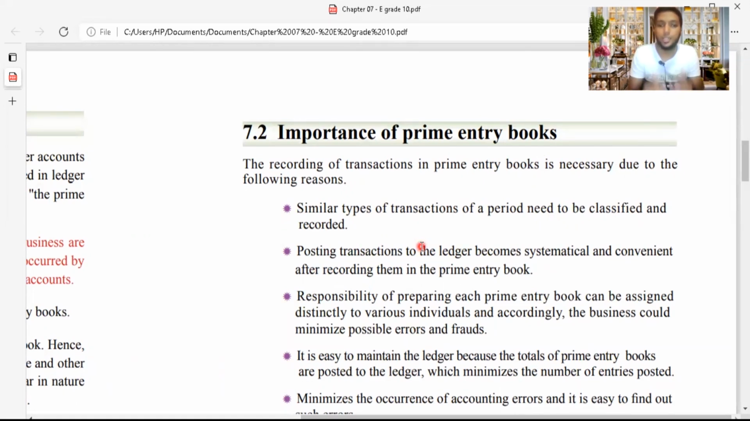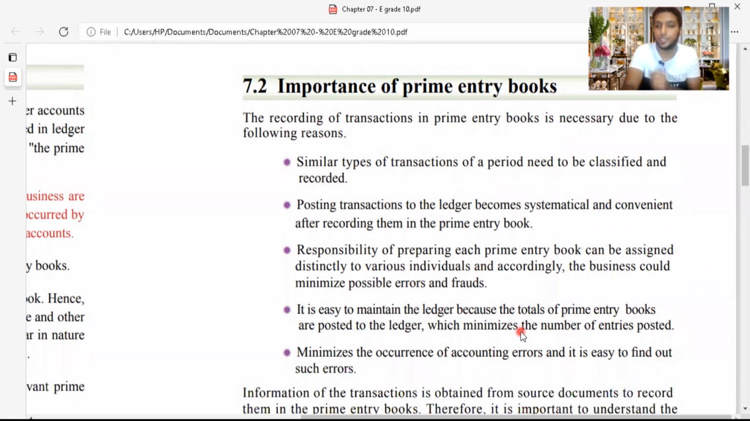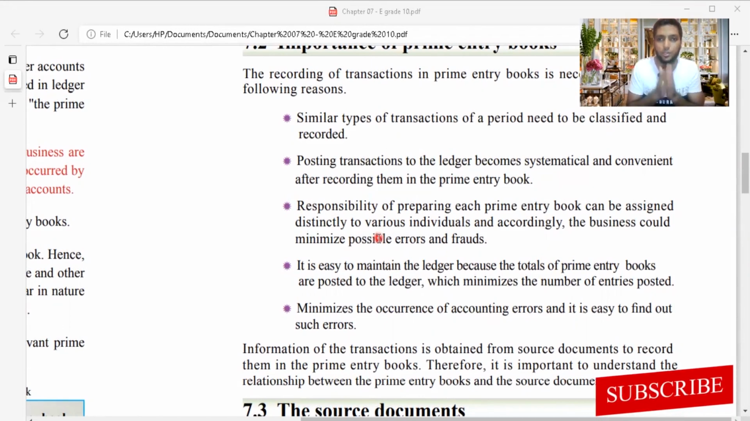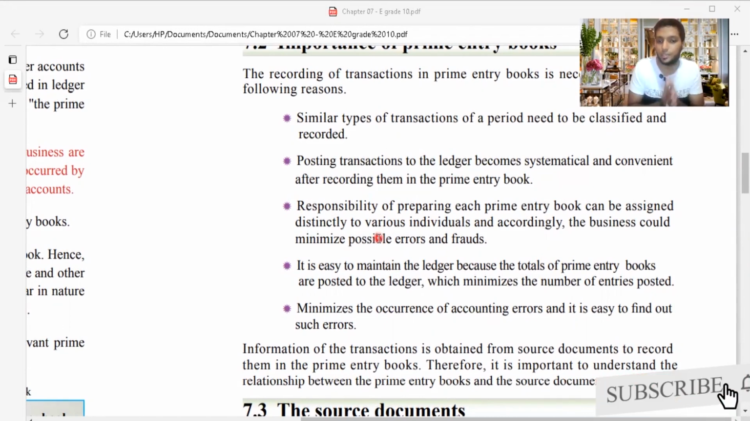That's easy, guys. The third thing is that the responsibility of preparing each prime entry book can be assigned distinctly to various individuals, and accordingly the business could minimize possible errors and frauds. All the types of transactions you can divide and give out. So you can divide the work among different individuals and ask them whether they have done the work properly or not.